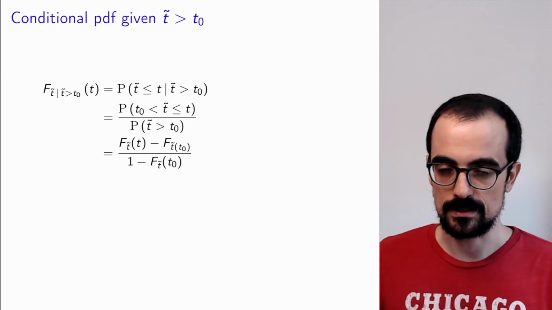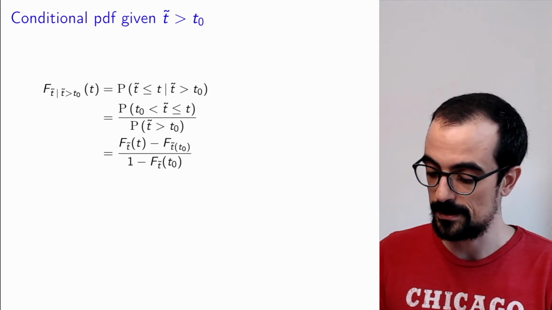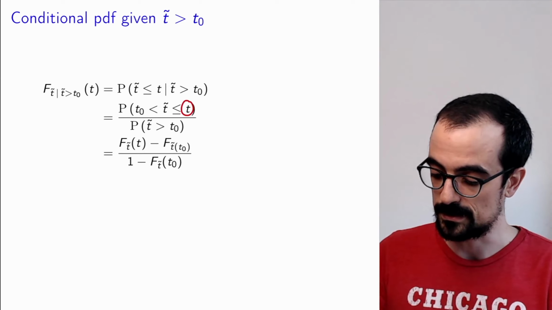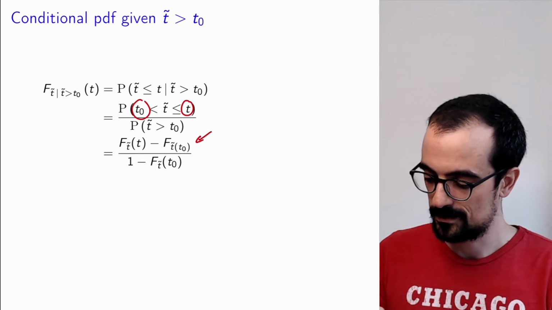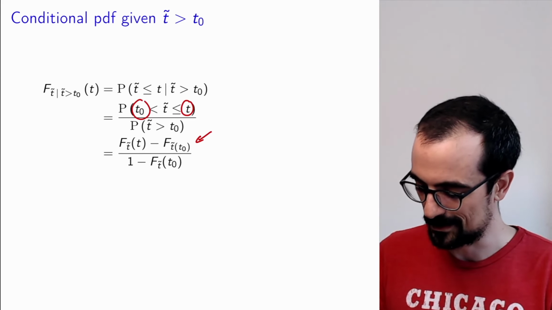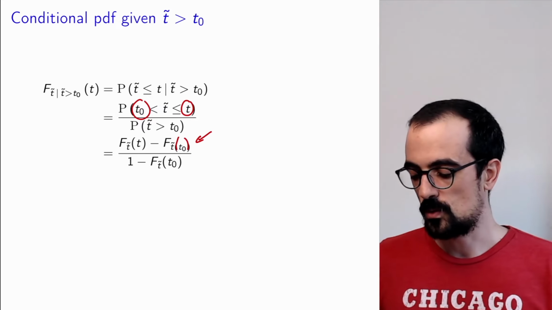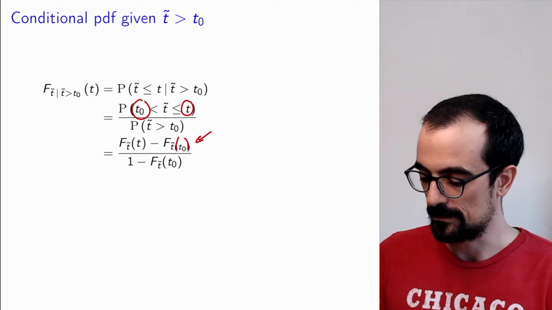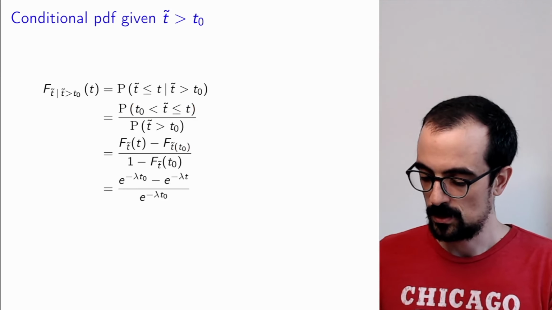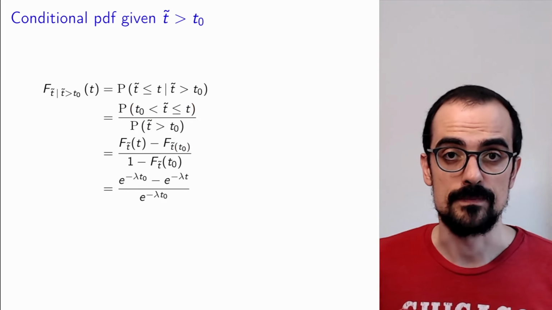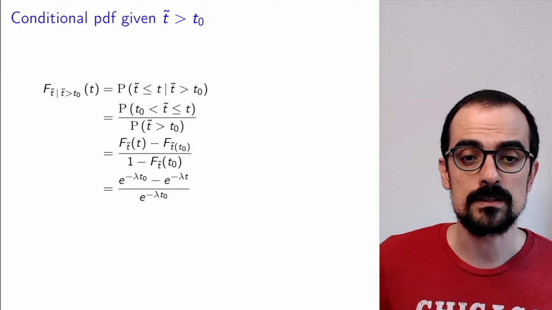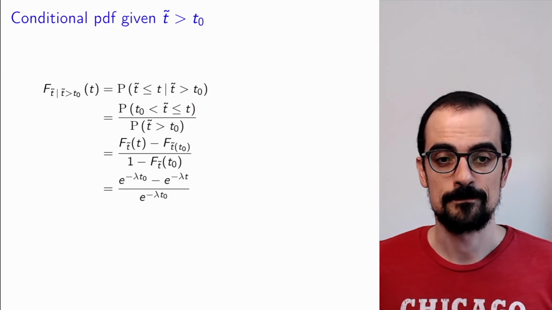Now we can plug in the CDF here. So this is the CDF at t minus the CDF at t0. Here I've made a typo, right? This should be bigger. Anyways. And then we divide by 1 minus the CDF at t0. And now we plug in the exponential CDF that we had derived, and we get this expression.